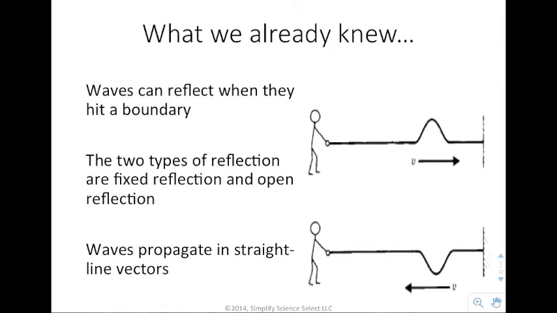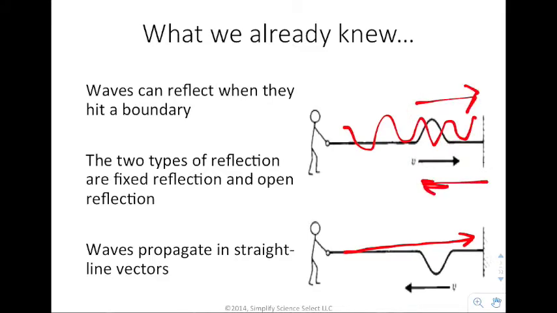We know that waves can reflect when they hit a boundary. You see that every day when you look in the mirror. You see the light reflecting off the mirror. There are two specific types of reflection. One is called open and one is called fixed. And the other was that when waves propagate, they go in straight line directions. In other words, the wave, no matter what it's doing wave-wise, goes in a straight line this way, or it can go in a straight line this way.